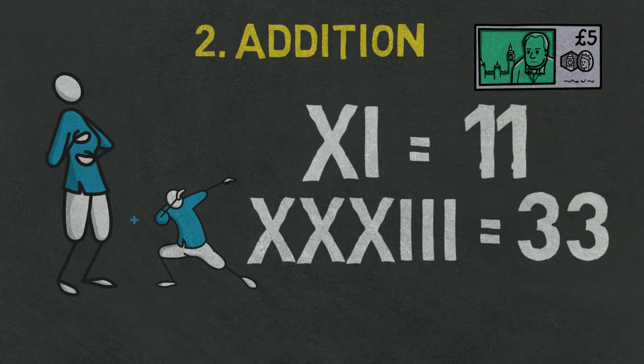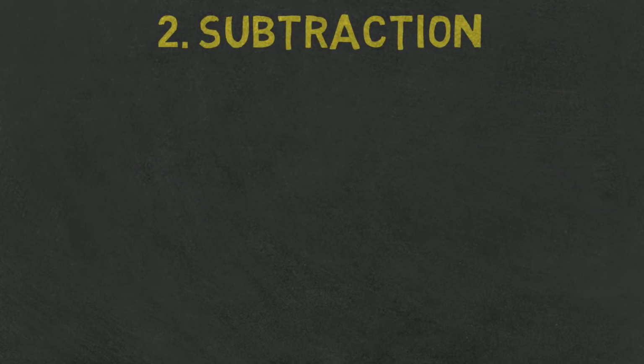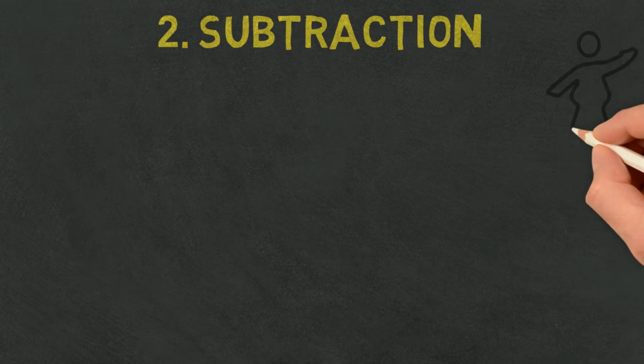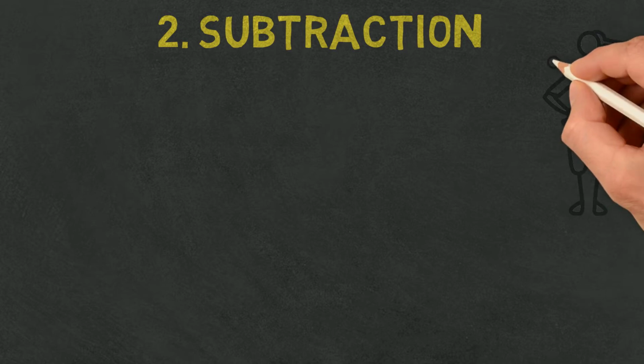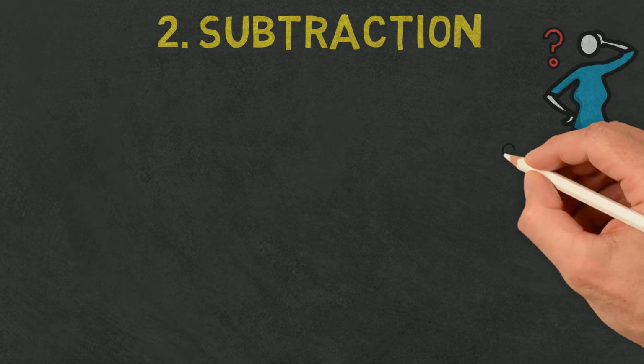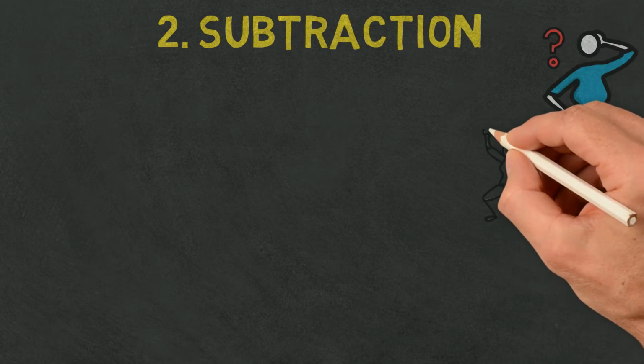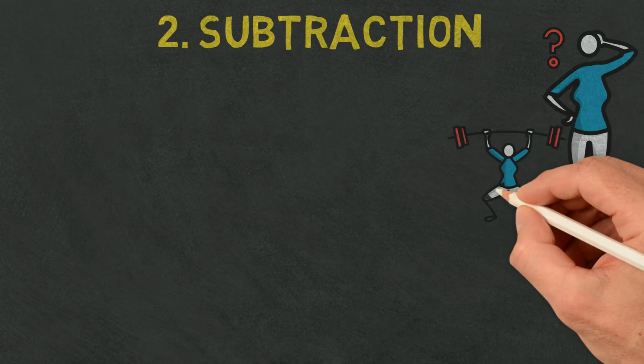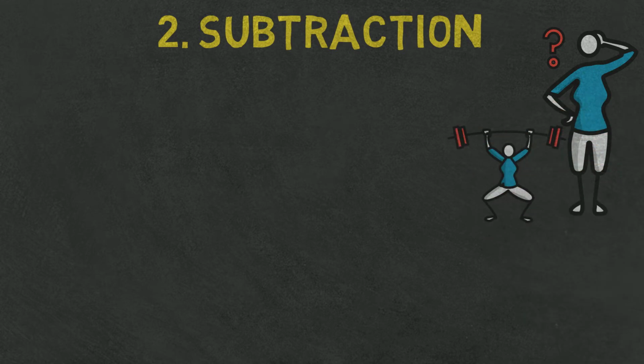Now we come on to our third and final rule, which is the rule of subtraction. This is basically just the inverse of the addition rule, so we don't need to spend too long on it. This rule states if a symbol of smaller value is written to the left of a symbol of a greater value, then we subtract the smaller value from the larger one.